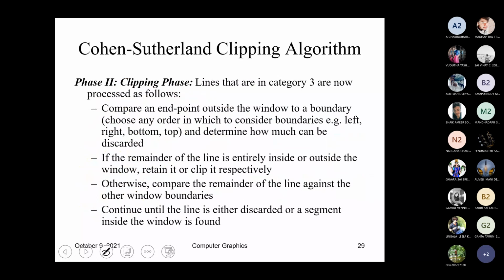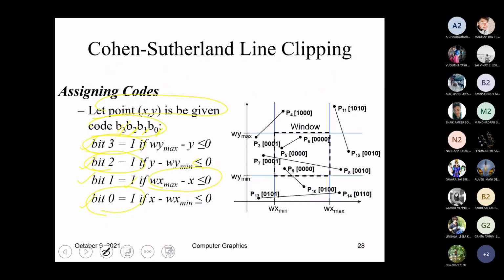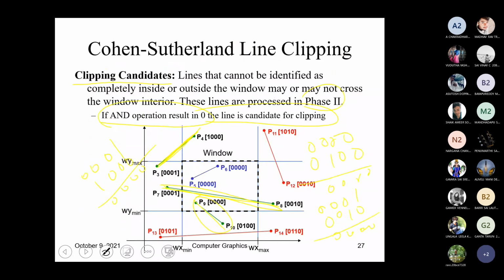Then go ahead. Now you are going to consider whatever is there, you have to clip it off, right? So what should you do? Lines that are in category 3 are now processed as follows. So what are those lines? Your P3, P4 and P9, P10, right? Then one more is there, P7, P8. These lines you are going to consider now in this case.